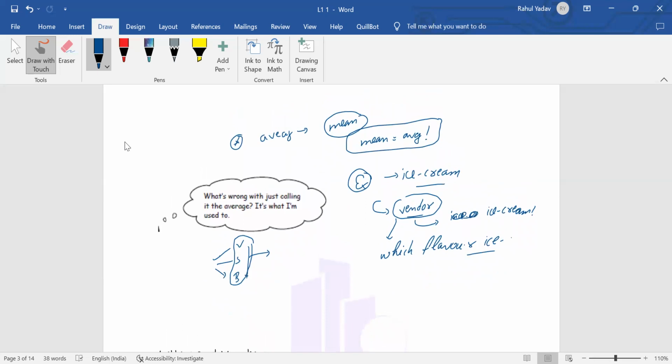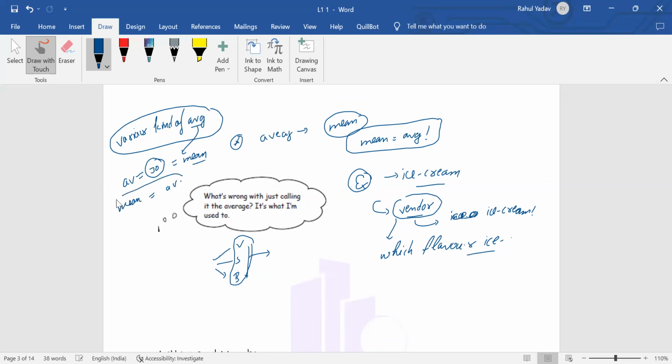In a similar format, we have various kinds of averages. Each average is defined in some particular or different format, so we need to provide some particular information. If I say my average is equal to 30, and I have to equate this to the mean, I need to provide some additional information. Every average is calculated in a different format. That's why we can't use mean and average as nearly the same.